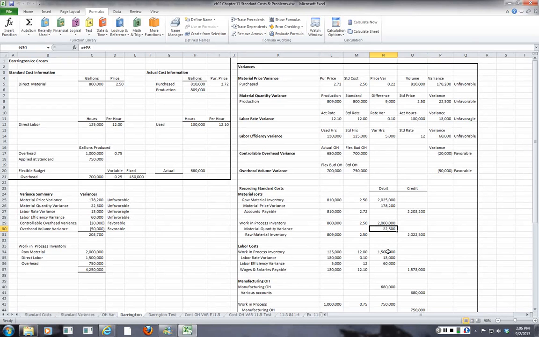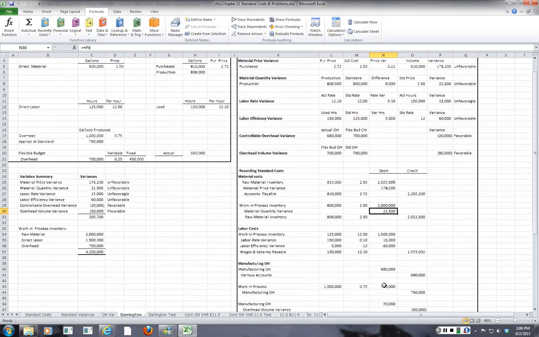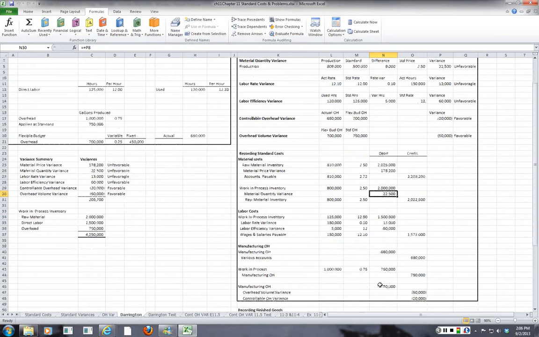And the difference is the material quantity variance. So we're going to record it in work in process at standard. We're going to record the raw material inventory being credited at standard, and we have to do that because we recorded this inventory up here at standard cost, so we're taking it out at standard cost. And the difference between the two is that material quantity variance. I hope my tongue being tied hasn't been too problematic for you.